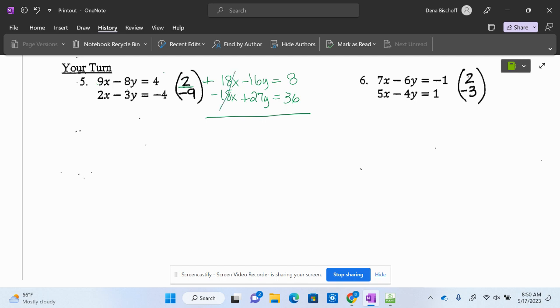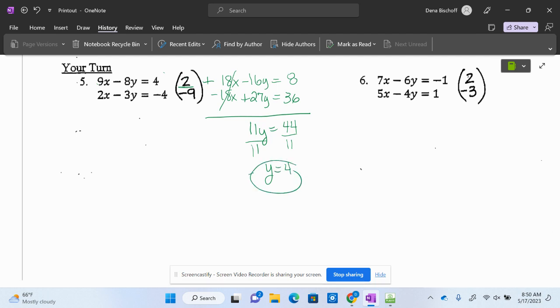The positive 18, negative 18 cancel out. Negative 16 and a positive 27 give me 11. 36 and 8 give me 44. Divide both sides by 11. Y equals 4.